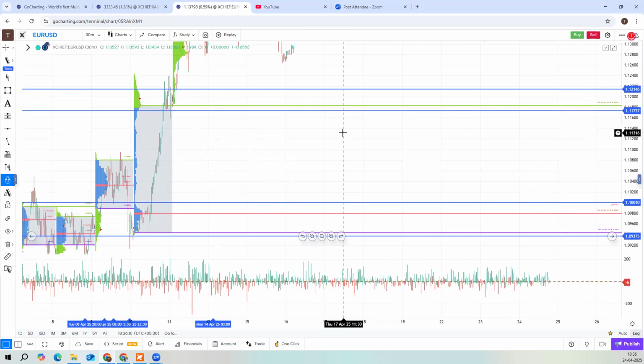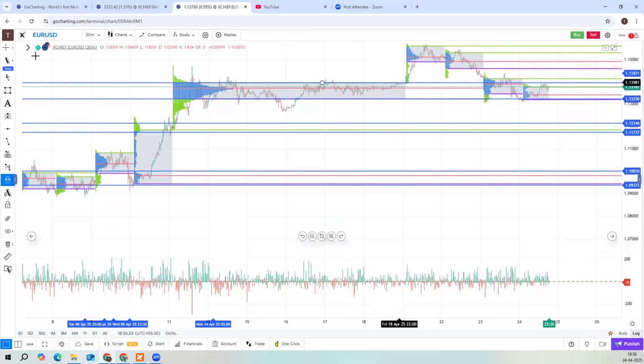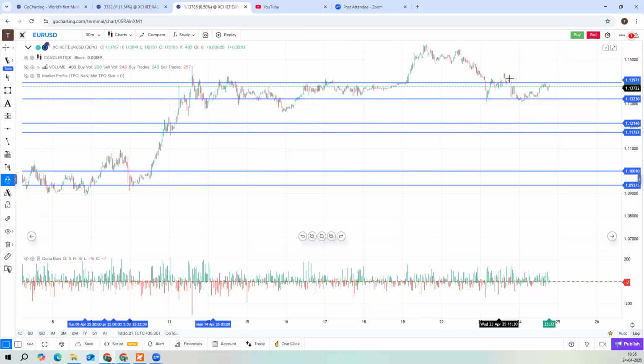Remember, we always have to trade based on the delta, VWAP, market profile value area and pullback. Okay, so these are the levels for EURUSD. Now let me just zoom it out for you. You can note down these levels. Let me just switch off the market profile. Okay, so these are the levels to play.